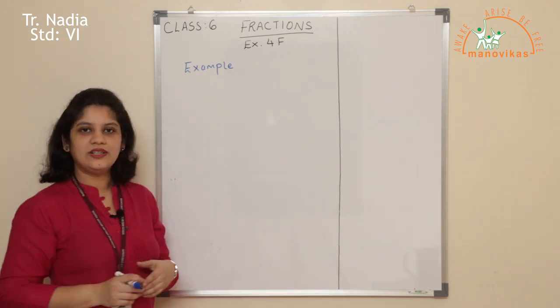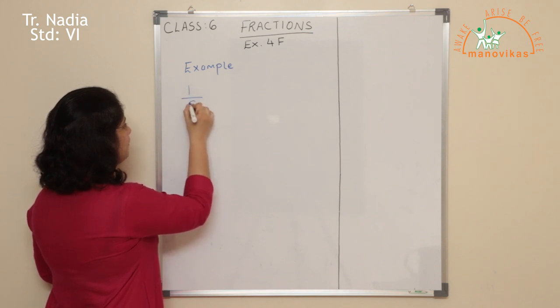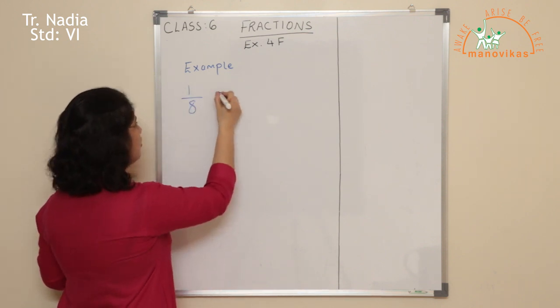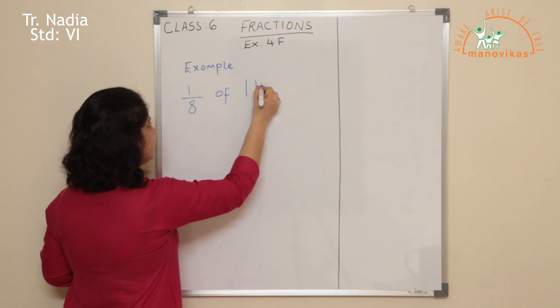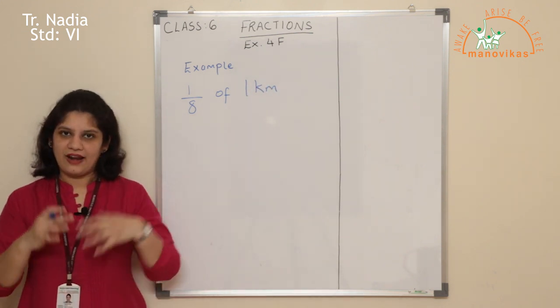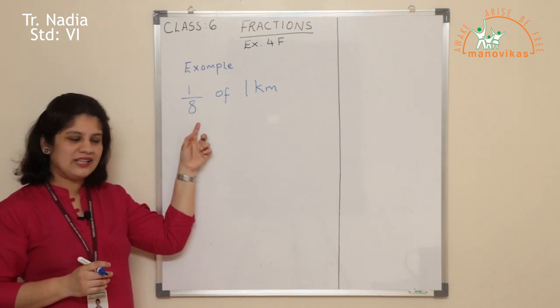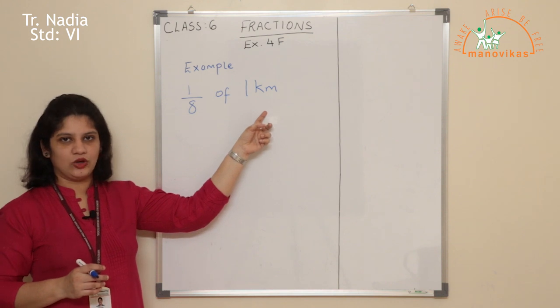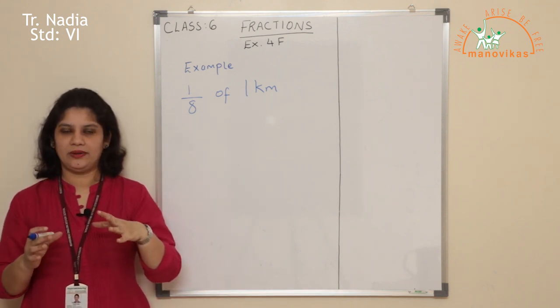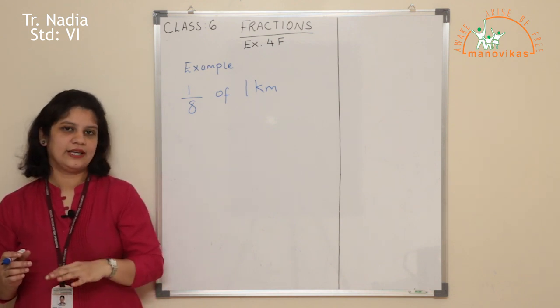Okay, now let us go to the next concept where you are asked to find fraction of a given quantity. Now in this kind of sums, you are told to find fraction of a given quantity. Here it is, you have to find out what is 1/8 of 1 kilometer. So we have 1 kilometer, we have to find how much would be 1/8 of a kilometer.